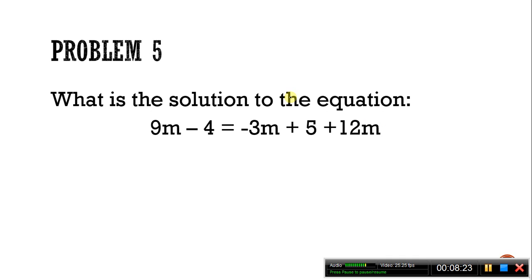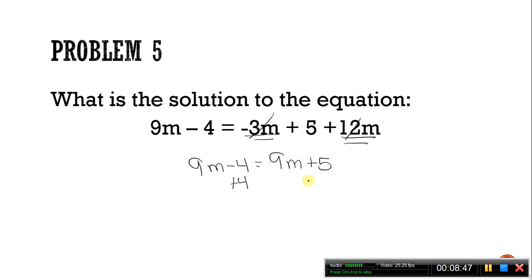Now let's take a look at problem 5. Looks like nothing's going on over here that I need to change, but I notice I have some like terms on the right hand side. So I'm going to combine those. So I got -3m plus 12m. So I got 9m. And I have this plus 5 yet. So now I'm going to start solving.